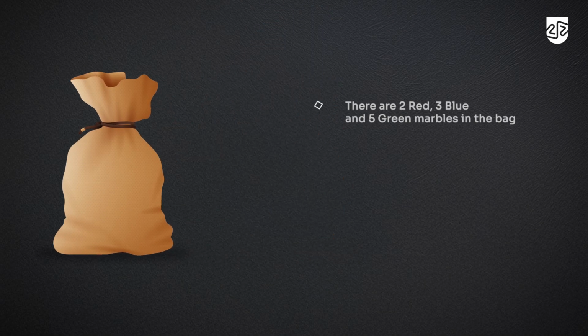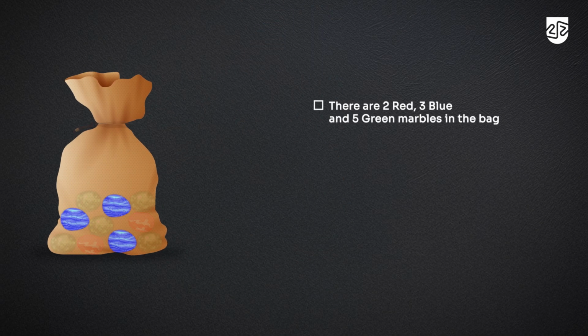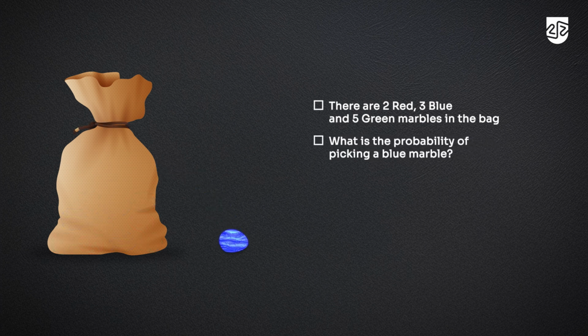Alright, we have established what probability is. Now let's try and understand more of it with another simple example. Imagine a bag filled with marbles. There are 2 red, 3 blue, and 5 green marbles in a bag. If you randomly pick a marble from the bag, what are the chances of it being blue?